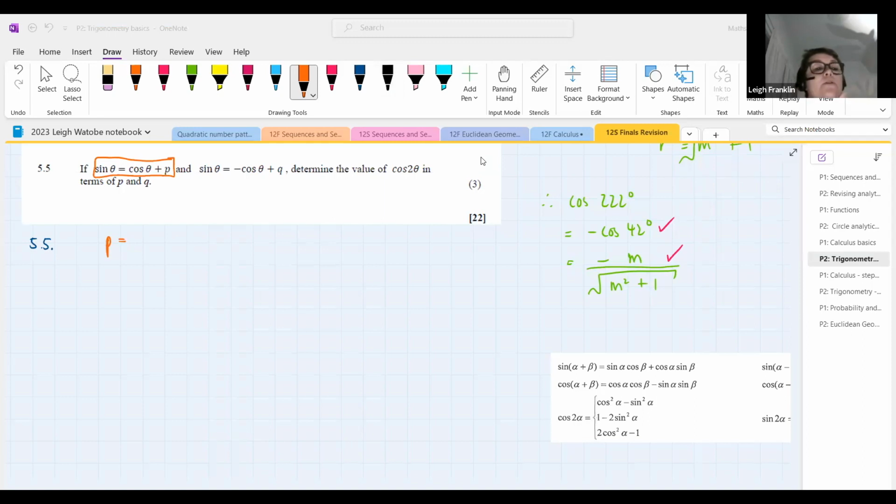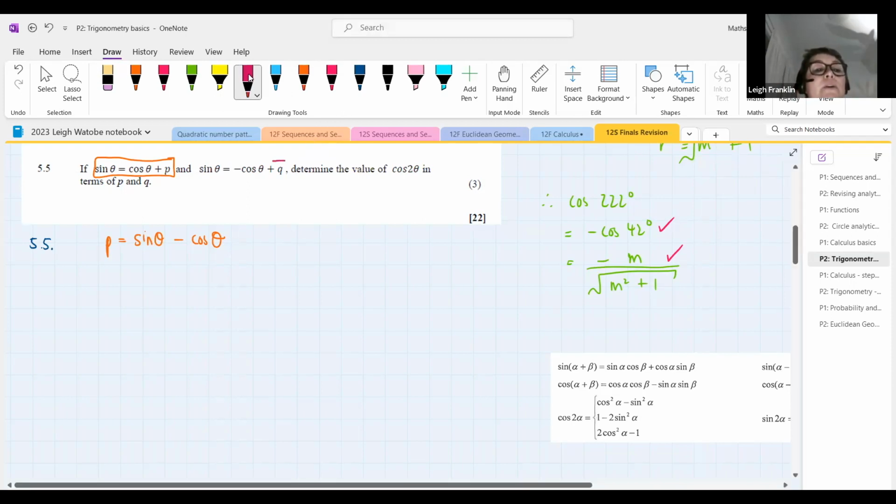So it would be equal to sine theta minus cos theta. Good, well done. Remember, when you take the cos theta over to the other side, it's got to change its sign. All right, and let's do the same thing with the other equation.